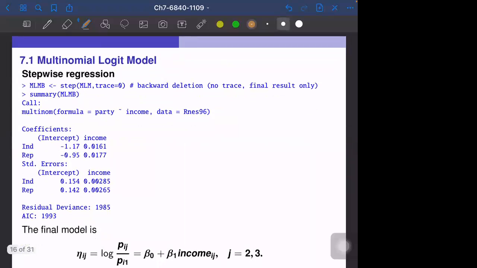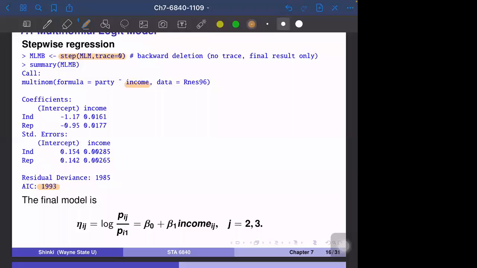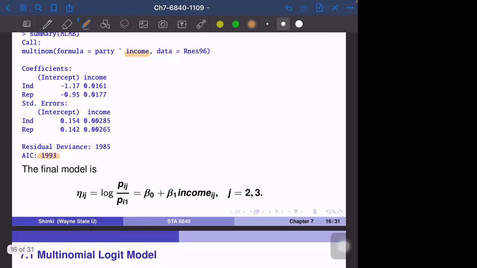Now we try to drop the unnecessary variables. We have seen that the educational level probably does not matter because income is very significant, but the educational level isn't really significant from the previous page's output. So we can apply the stepwise procedure to drop variables, and actually only income remains. The AIC improves by 7, not a lot, but still better than 2000. So our final model is just this, comparing independent to Democrat and Republican to Democrat.